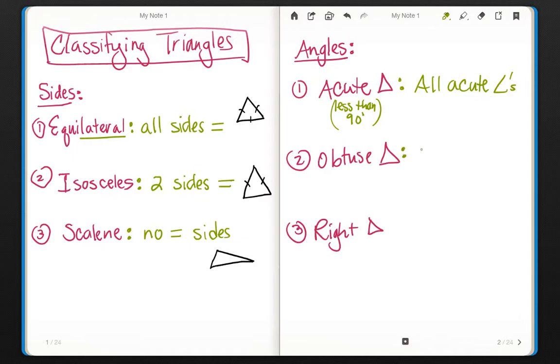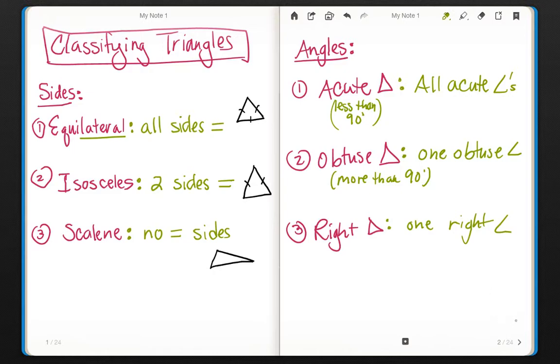An obtuse triangle has 1 obtuse angle. And remember, an obtuse angle is more than 90 degrees. That's an obtuse angle. And then a right triangle has 1 right angle. And we know right angles are 90 degrees. All right, so those are different ways we classify them.